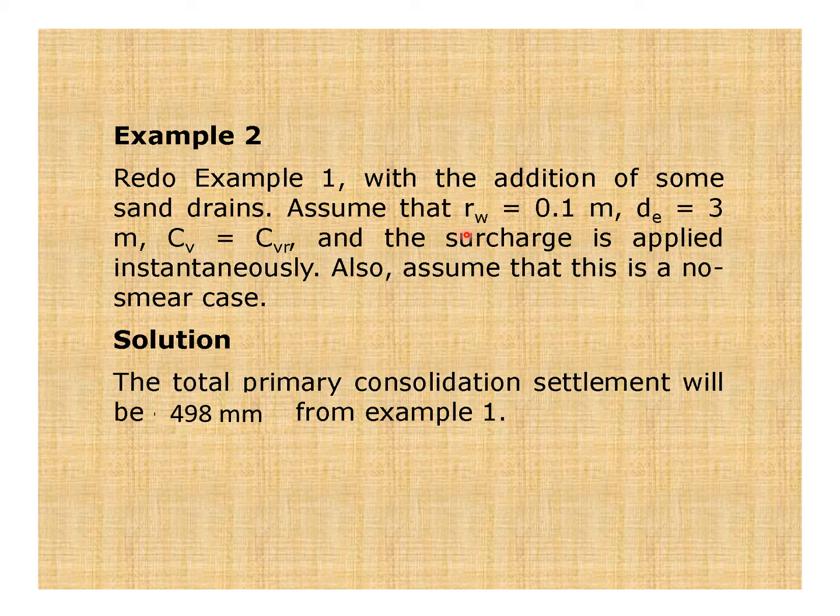Assume that r_w is 0.1 meter, D is equal to 3 meter, c_v is equal to c_vr, and the surcharge is applied instantaneously. So instantaneously surcharge has been applied, so we are not having the ramp loading in this case. Also assume that this is a no smear case.